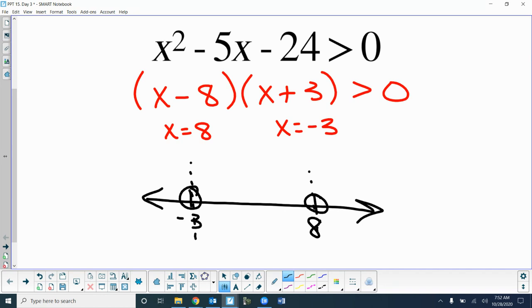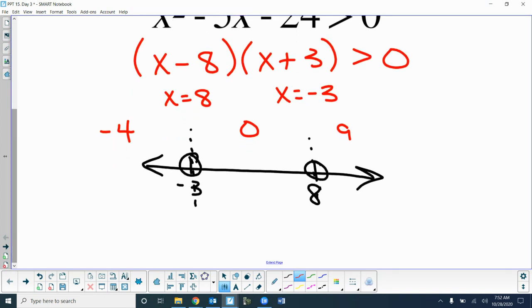Plug it back in. Plug numbers in, right? So what number do we want to plug in left of negative 3? Negative 4 is the easiest, but anything left of negative 3 works. What's the easiest one in between these two? 0, but any of those numbers in between is fine. And what should we use over here? 9. We okay with that? Doesn't take that much work for you to do it this way.